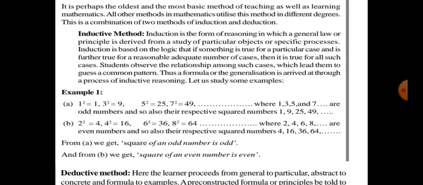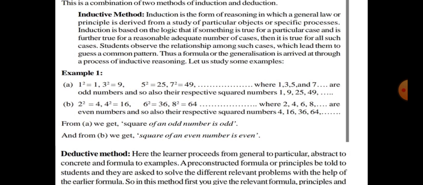Example 1. 1 square equals 1, 3 square equals 9, 5 square equals 25, 7 square equals 49, where 1, 3, 5 and 7 are odd numbers and also their respective squared numbers, that is 1, 9, 25, 49, are also odd numbers.